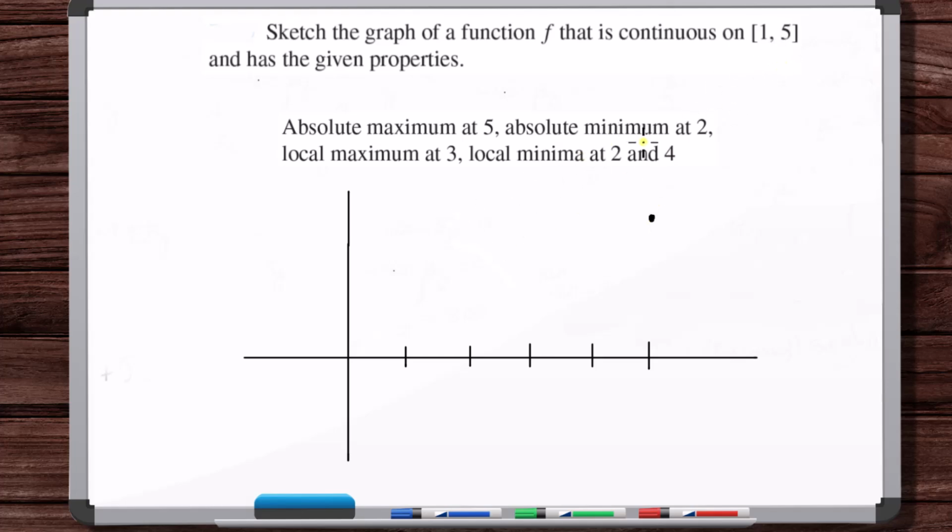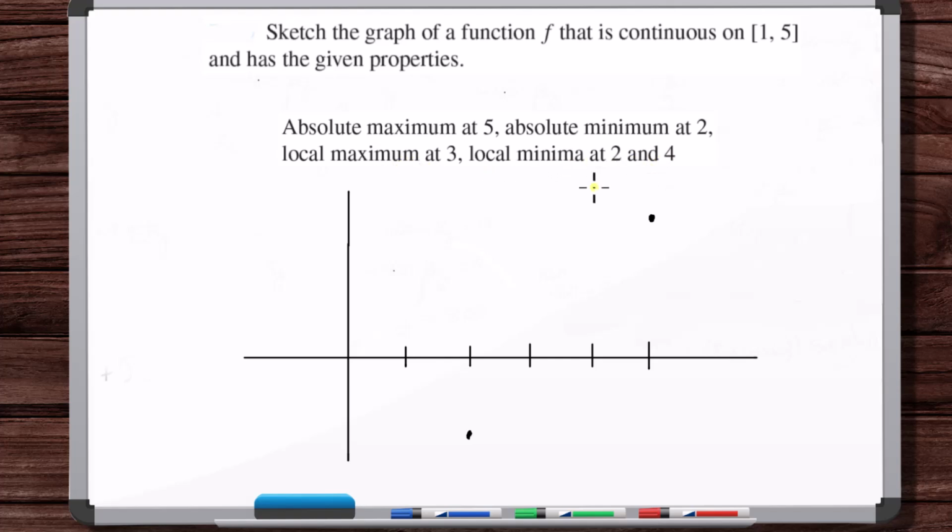Absolute minimum at 2, so let's put a closed circle here. The function's going to have to come through here somewhere. It could be anywhere. It doesn't have to be negative, but we're just going to put it negative. Local max at 3 and local min at 2 and 4. Okay, so it's going to have both a global and a local min at 2, and then a local max at 3 and local min at 4.